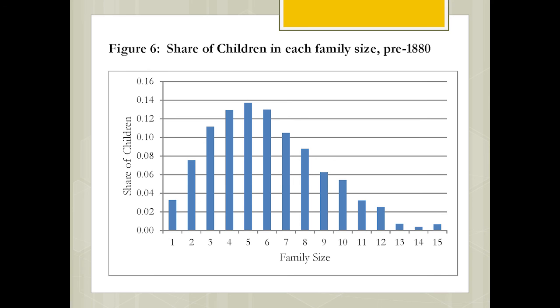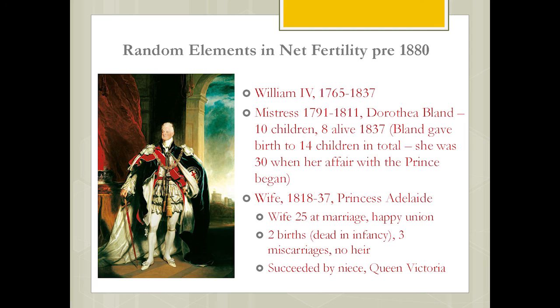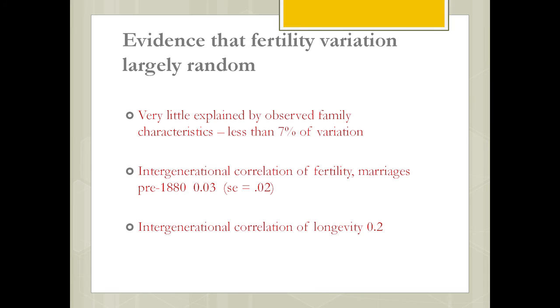And the random elements in net fertility can be illustrated by William IV. He initially had a mistress with whom he produced 10 children, 8 of whom were alive by 1837. He then took his responsibilities seriously, got married, married a relatively young wife, had a happy union, and managed to produce no heir, and is succeeded by his niece. And so what you're seeing here is that men could have multiple wives, with one wife, large numbers of children, with another wife, no children. And it just seems to be, as I say, elements of randomness about people's physiology.